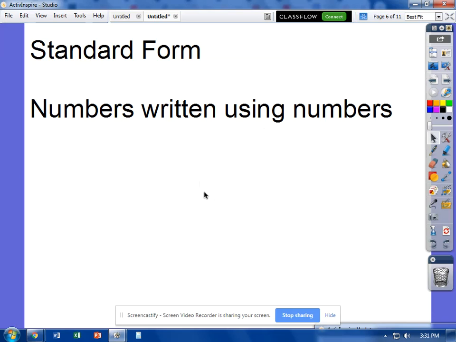Standard form is when we write numbers using numbers. So this is typically what you would think about when you see numbers. So for example, when you see the back of Odell Beckham's jersey and it's 13, 13 written with a 1 and a 3 is the standard form of 13. It's written using numbers. When you see Baker Mayfield 6, that is a standard form of 6.